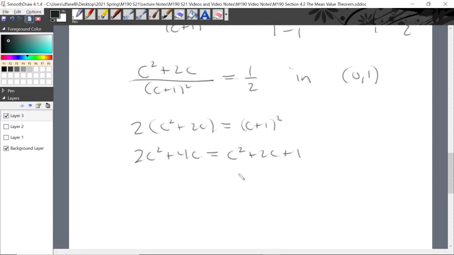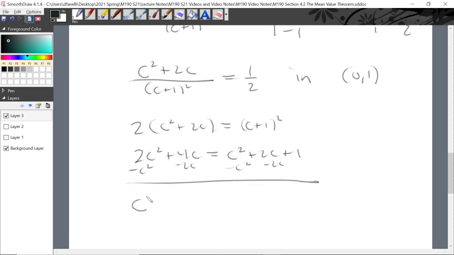So we have a quadratic equation here. I'm going to move all the terms over to one side for our quadratic. So subtract c squared from both sides, subtract 2c from both sides. And I'm also going to subtract 1 from both sides so that we can set this equal to 0.